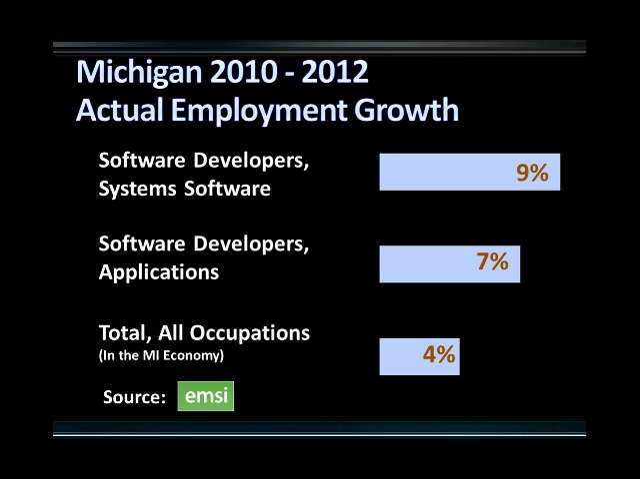Economic Modeling Specialists, Inc. is another source that we can use to measure actual job growth. For the three-year period from 2010 to 2012, software developers, system software, had 9% growth. Software developers, applications, had 7% growth. And during that same time period, the total for all occupations in the Michigan economy showed 4% growth.